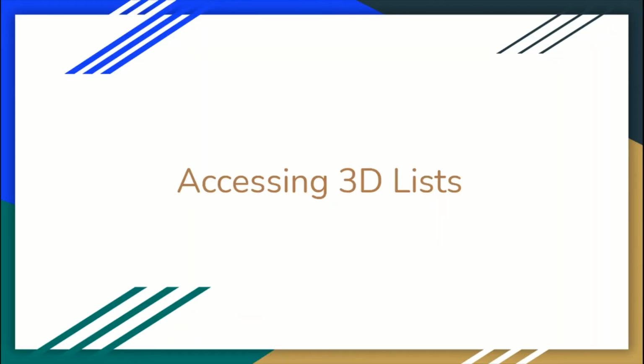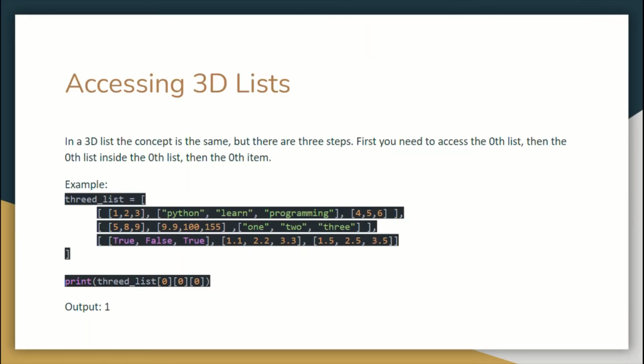Now let's take a look at how to access 3D lists. In a 3D list, the concept is basically the same as 2D lists, but there are 3 steps instead of 2. First, you need to access the 0th list, which would be this list. Then, the 0th list inside that 0th list, which would be this list. And then the 0th item, which would be 1. So here, if we printed out 3D list 0, 0, 0, the output would be 1.